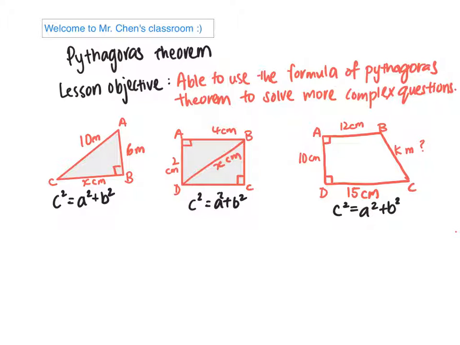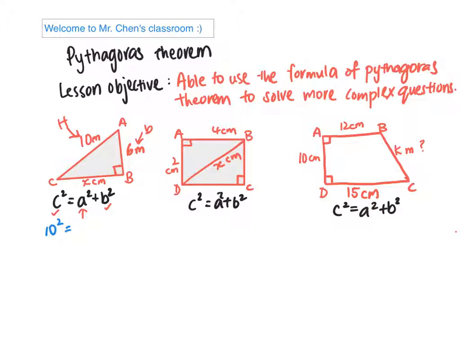The first one is a right angle triangle, and the hypotenuse is given, which is the c, and one of the shorter sides is given. I'm going to make that b if you would like. When you look at this, you know these two are already given, so you are just asked to solve for a. Let's do it. So c squared, c is 10.